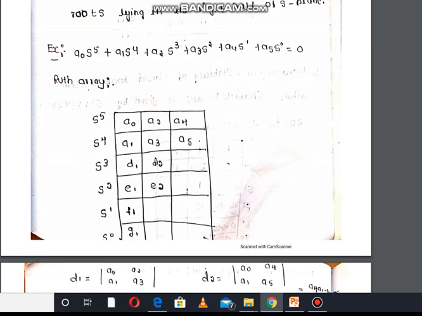Then how to find out d1? I can use any notations here, d1, d2, e1, e2, or x, y, z. To find the value of d1, I take the previous two rows, take a 2 cross 2 matrix determinant in the numerator, and divide by one element. So for d1, I take the determinant of a0 a2 and a1 a3, whole divided by a1. That is shown here.